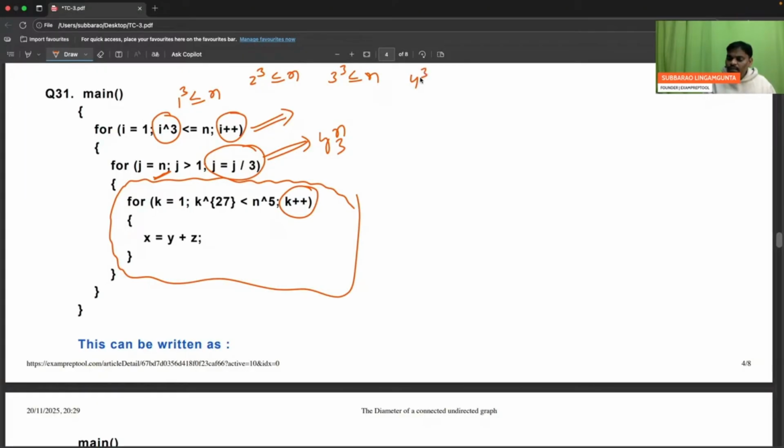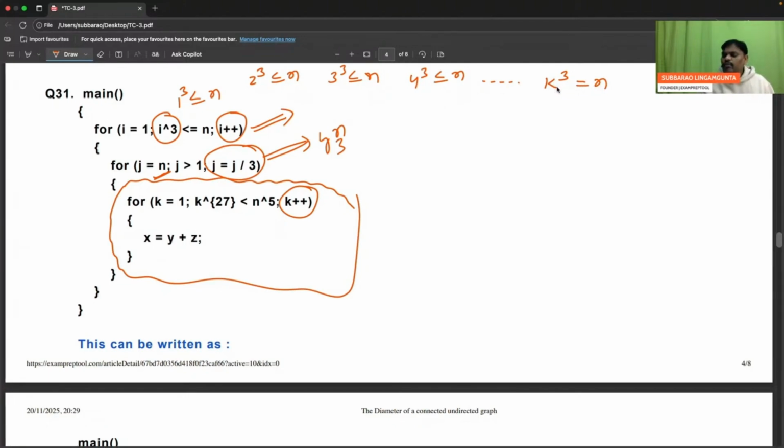4 power 3 less than or equal to n or not? Like that you will keep on checking. If you keep on continuing k times, then k power 3 will become equal to n. Lastly, after repeating k times, let us assume k cube is equal to n.